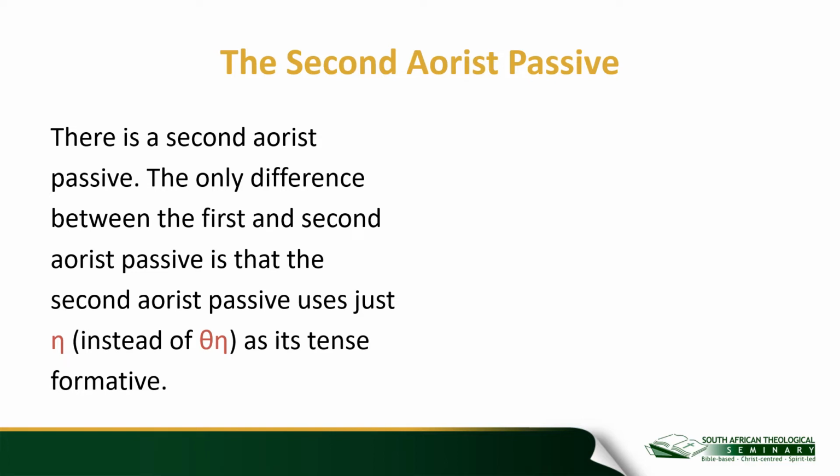Mounce uses the verb γράφω to give a paradigm for the second aorist passive. The paradigm would be ἐγράφην, ἐγράφης, ἐγράφη, ἐγράφημεν, ἐγράφητε, ἐγράφησαν. So just remember the difference between the first and second aorist passive. First aorist passive uses the tense formative θη. Second aorist passive only uses eta as its tense formative.